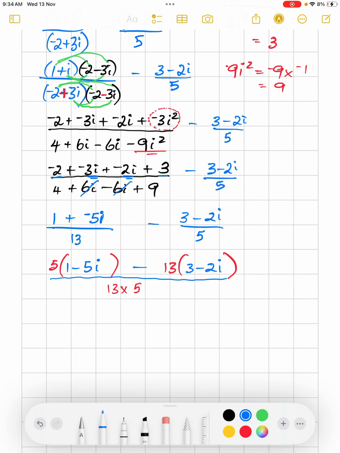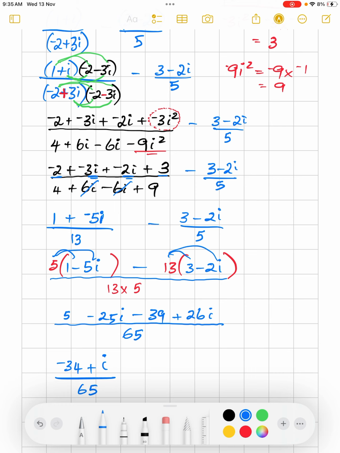Here we go. 65. So 5 times 1 is 5, minus 25i, minus 39. That's a negative times a negative, so it's plus 26i. And let's just get our real components, and we've got negative 34. Our imaginary components, we've got plus i over 65. And there we have it.